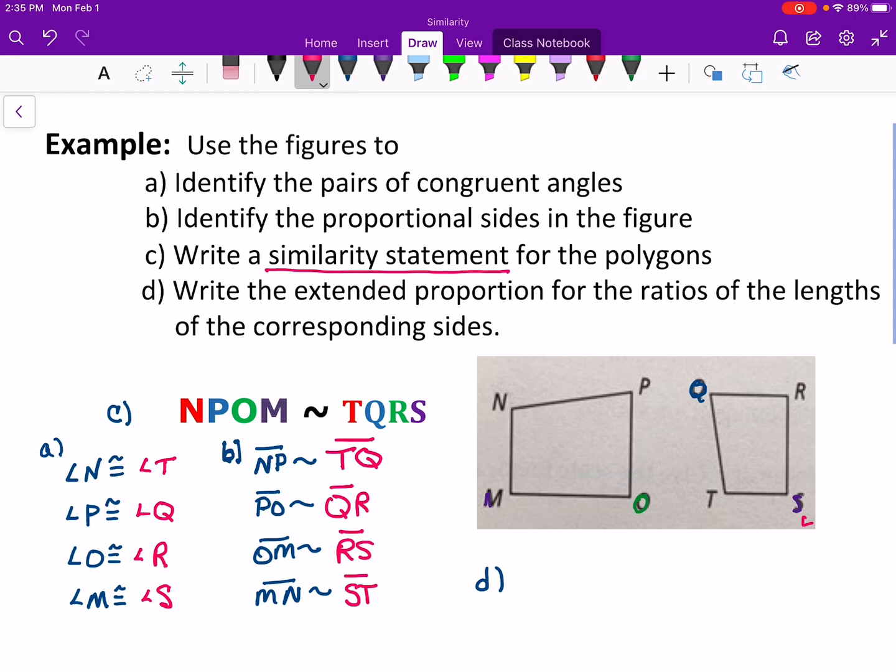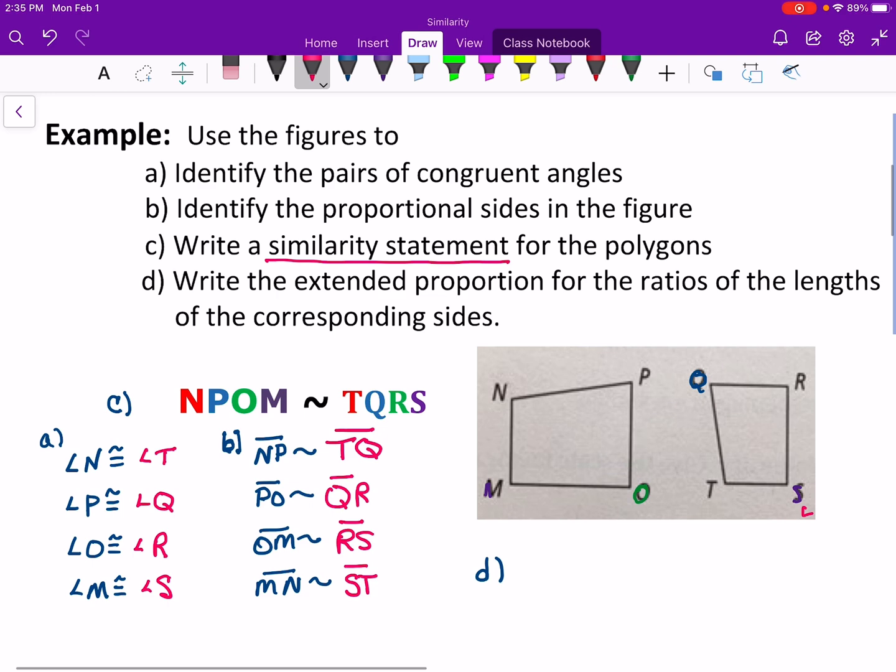And then the next thing is the extended proportion. Okay, we're going to take this apart in bits. We're writing ratios of the lengths of the corresponding sides. So that's step 1. Take each of the sides. I'm going to go with the figure on the left over the measurements from the figure on the right. You just decide an order and you stick with that order.